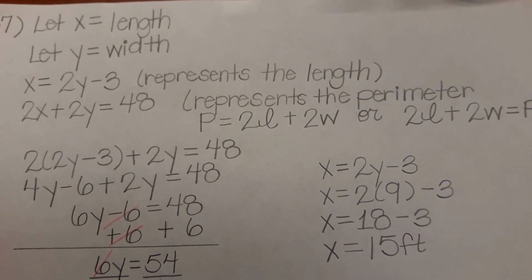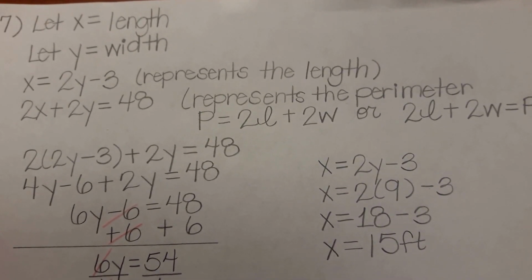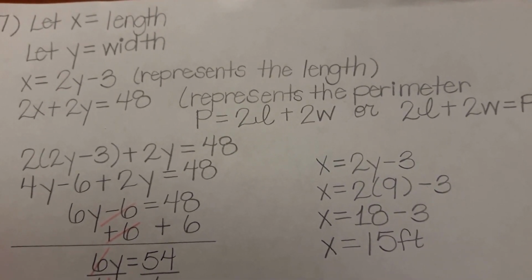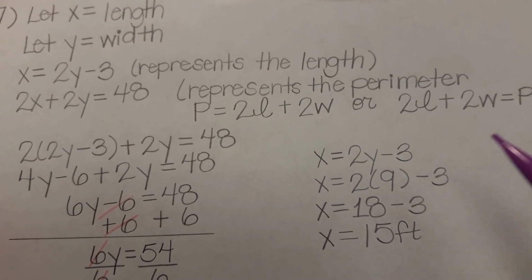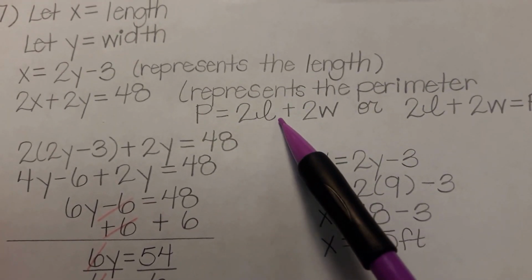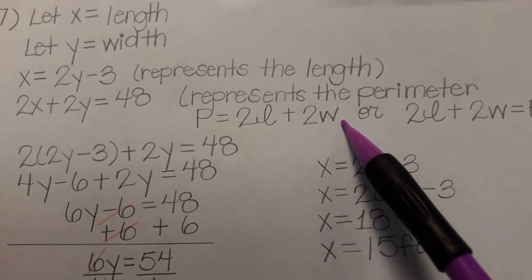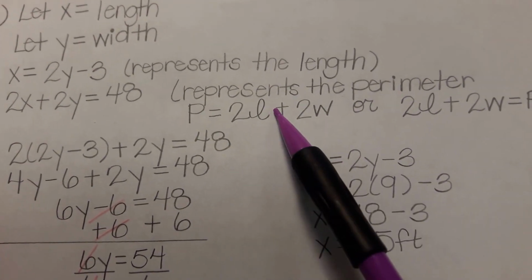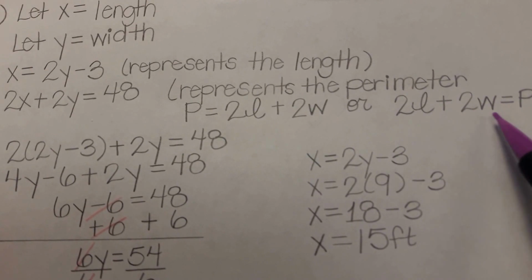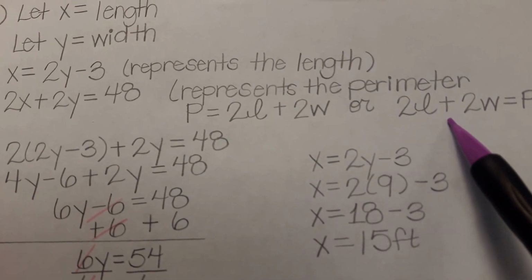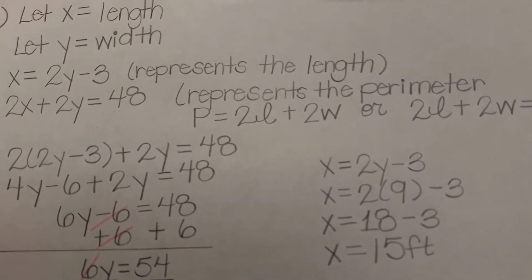Also, we know perimeter means you add all the sides. In a rectangle, we have 4 sides. Your perimeter formula is twice the length, because we have 2 lengths, plus twice the width. And you know, with a rectangle, it has 4 sides. Or you write it in reverse: twice the length plus twice the width equals perimeter.